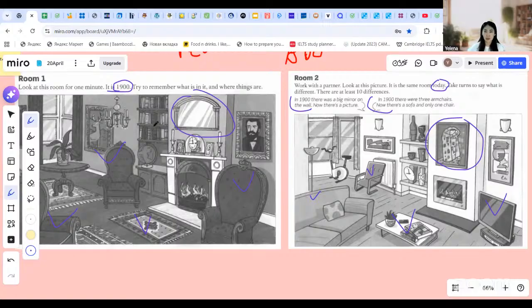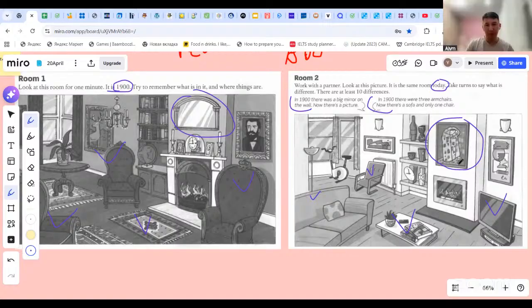Okay, and what if it's shelves, let's make it a bit harder. Not just books, but bookshelves. Bookshelves, yes. Where? On the wall, next to the mirror. Near the mirror, or next to the mirror, yes.